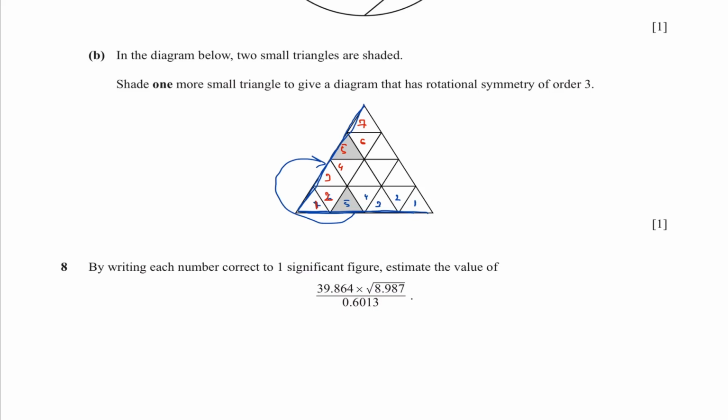So now what will happen if this line is rotated? It is going to end up here, and again, in order to make sure that this figure has a rotational symmetry of order 3, we're going to shade the fifth triangle. So again, let's start counting carefully. 1, 2, 3, 4, 5. So this is the triangle that needs to be shaded in order to make sure that this figure has a rotational symmetry of order 3.